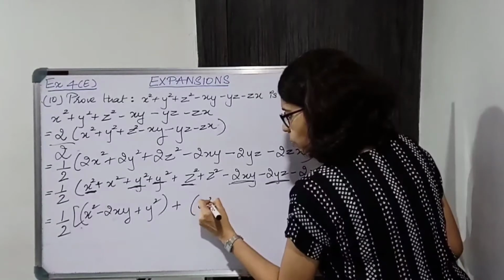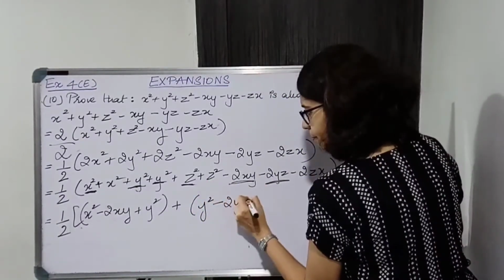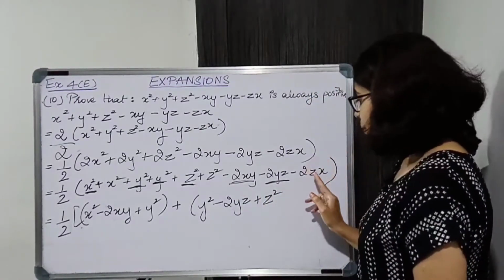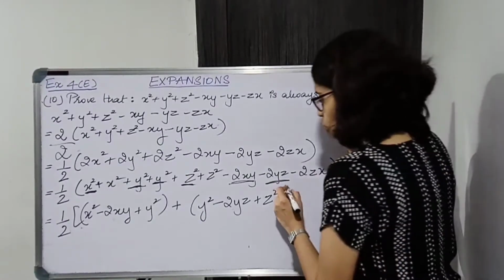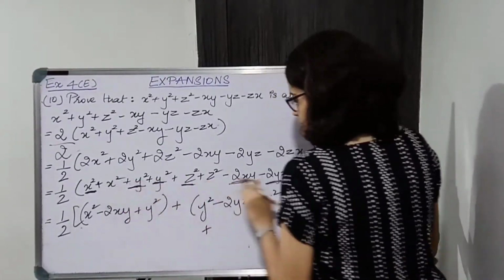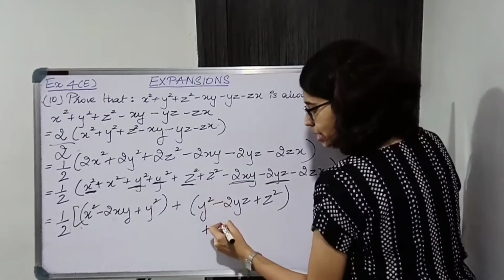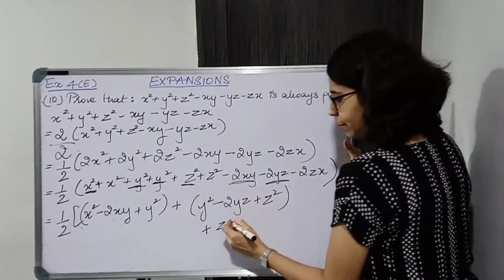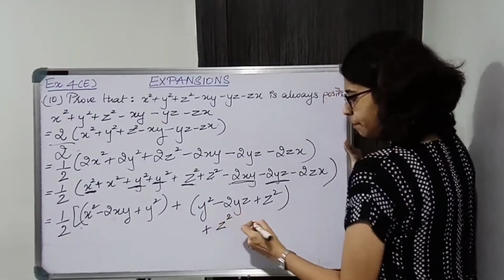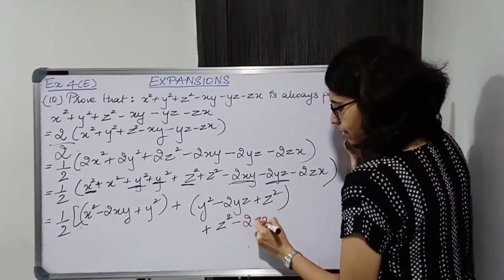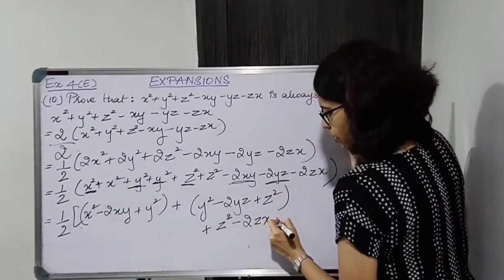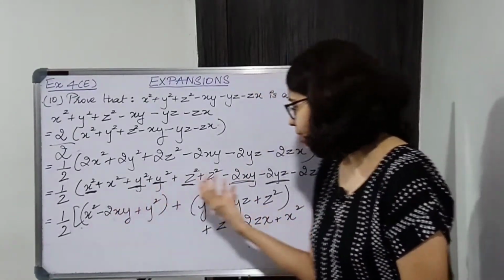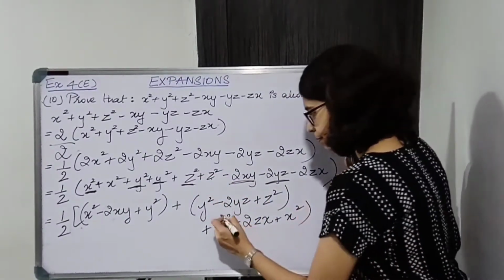Now y square minus 2yz plus z square. Okay, now we are left with minus 2zx. So x square, or write down z first, it does not matter. So write x or write z, it does not matter. So z square minus 2zx plus x square. These are the only three terms left. First we used the three terms over here, then the three terms over here, and now three terms over here.